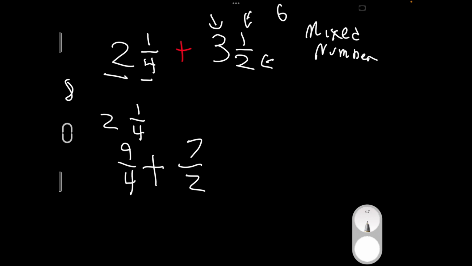Now we can add these. But we can't add them together yet because they have different denominators. We can't add two fractions if they have different denominators. You need to remember that. Very important. So how can we get these both to have the same denominators?